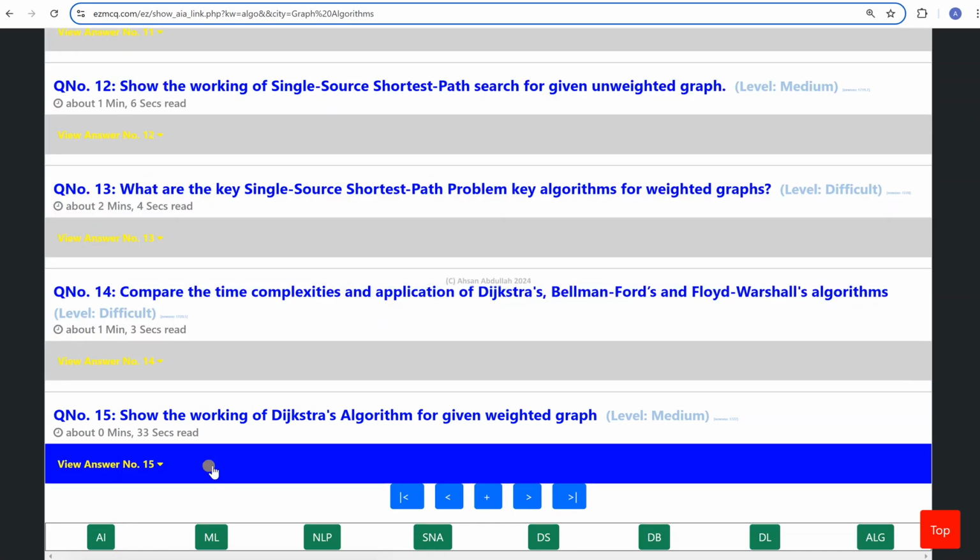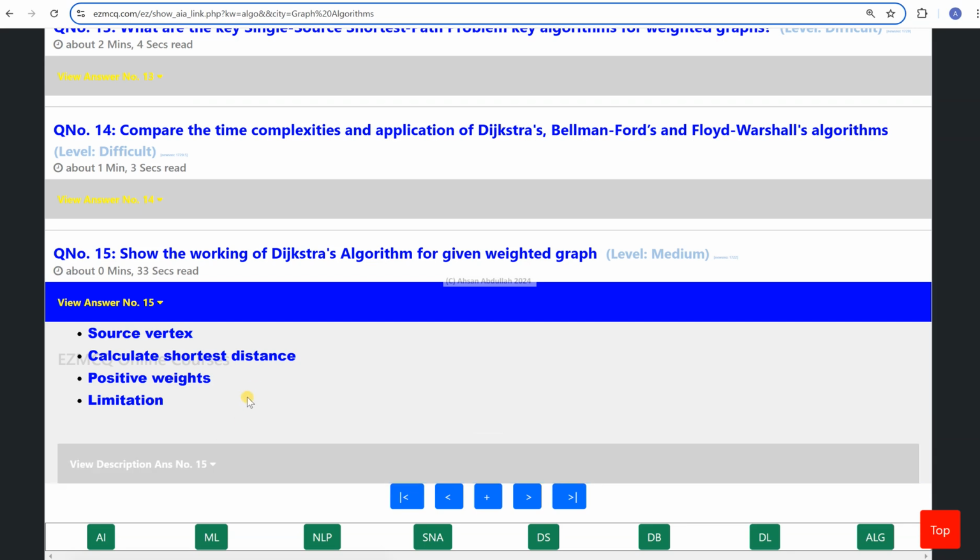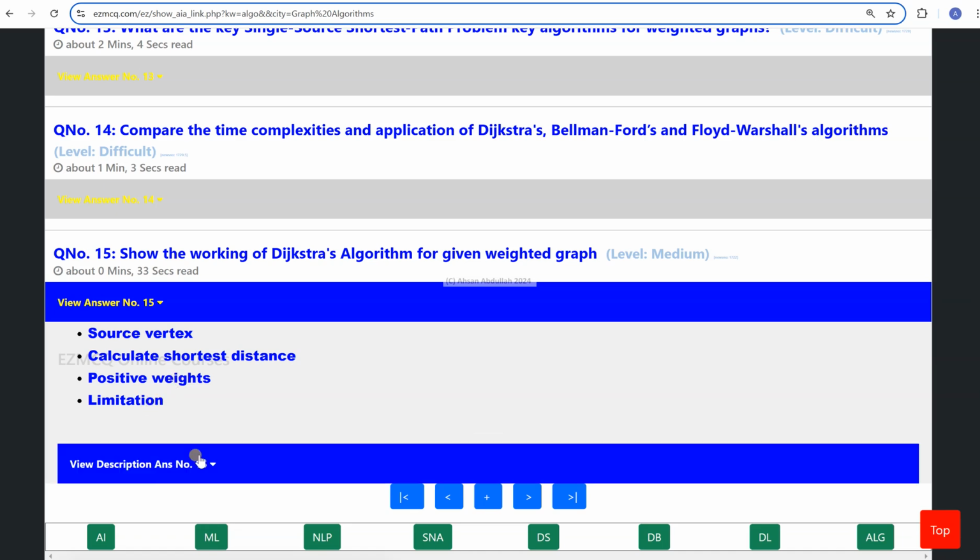Okay, now we are at the last question and answer on single source shortest path algorithms. So let's look at the working of the Dijkstra algorithm for a given weighted graph. So there is a source vertex and then we calculate the shortest distance. There is one criterion in that shortest distance which I will share with you, and the weights have to be positive, otherwise that criterion does not work, and that is the limitation of the Dijkstra algorithm.